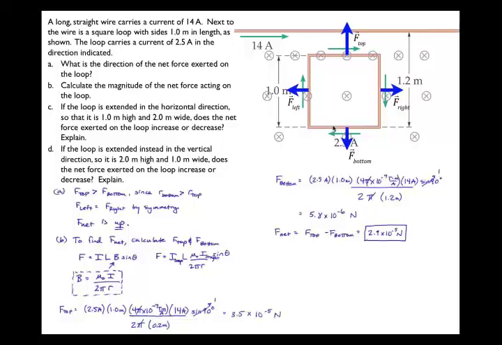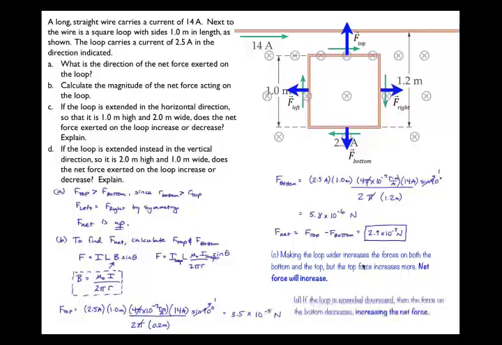If you extend the loop in the vertical direction, the answer is actually a little bit ambiguous, because which way do you extend it? If you stretch the bottom part of the loop down so that it is now 2.2 meters away from the 14 amp wire, then you can answer definitively that that will make the bottom force smaller while keeping the top force the same, and that has the effect of increasing the net force, and that's what I thought of in this particular scenario.